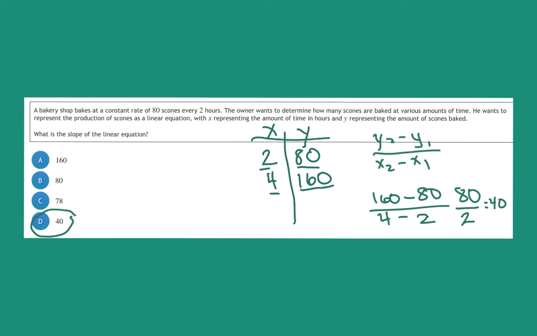But if you notice, right here, when it told you that 80 scones are baked every 2 hours, you could have figured out how many are baked in 1 hour by dividing 2 into 80, and you could see that 40 per hour, which would be the slope, because the slope is the rate of change over the course of time, and every hour 40 more scones would be being produced.